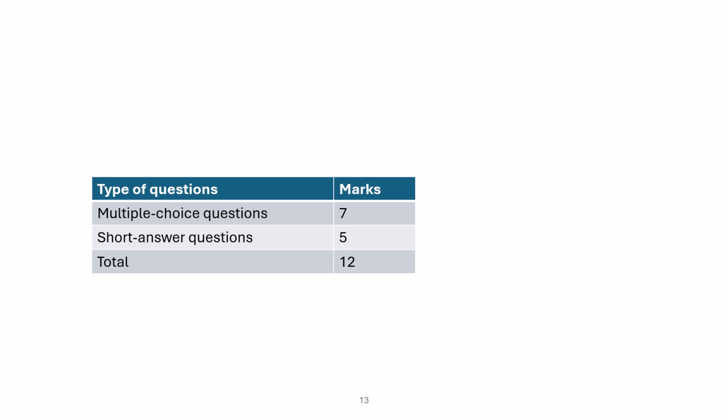In the regulation of biochemical pathways, 7 multiple-choice questions are worth 7 marks, and 1 short-answer question is worth 5 marks. The overall score for this section is 12 marks. With a total possible score of 120 marks, the percentage for this section is 10% of the total score.